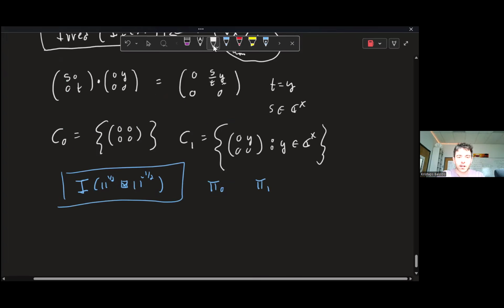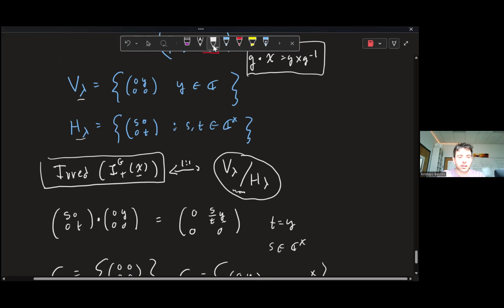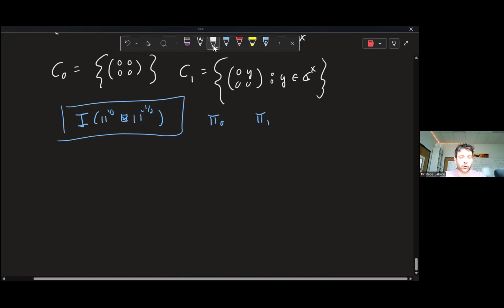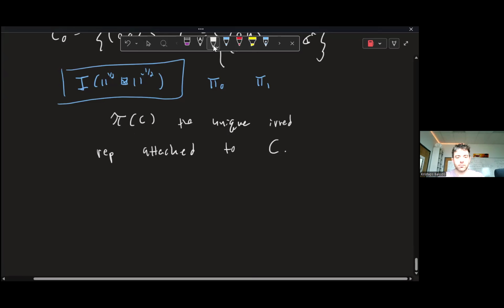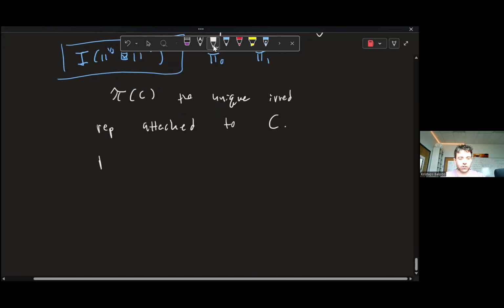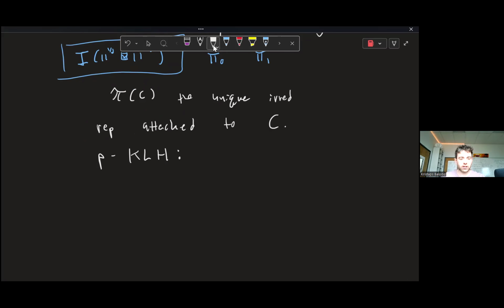Let me put it this way. Because it's a bijection, it makes sense to label, I'll put pi c, I'll use this label as the unique irreducible representation attached to the orbit C, right? And the p-adic Kazhdan-Lusztig hypothesis, perhaps version 1, is the following conjecture.